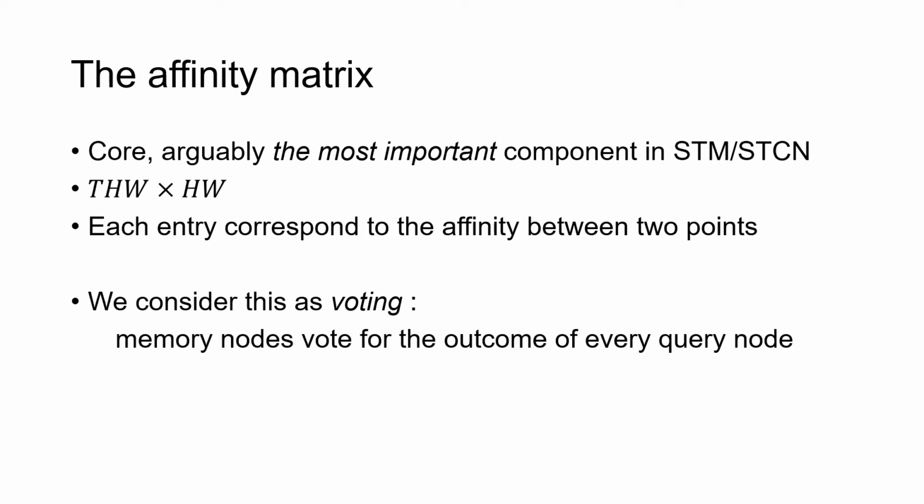Next, we will take a closer look at the affinity matrix. It plays a core role in STM and STCN-like networks. However, not much attention has been given to the construction of the affinity matrix. Recall that it is a THW by HW matrix with each entry corresponding to the affinity between two points. We consider the affinity as voting. The memory nodes, collectively, vote for the outcome of every query node. From this perspective, we have some interesting observations.